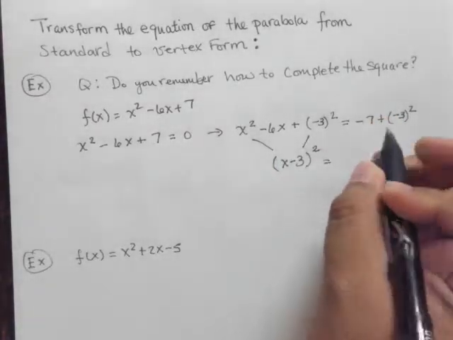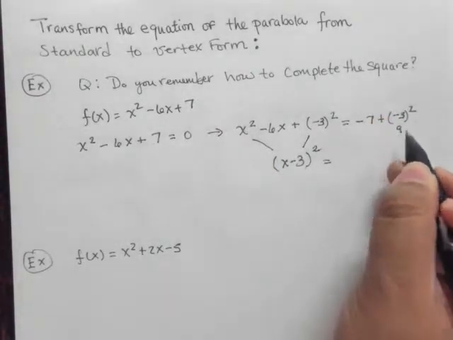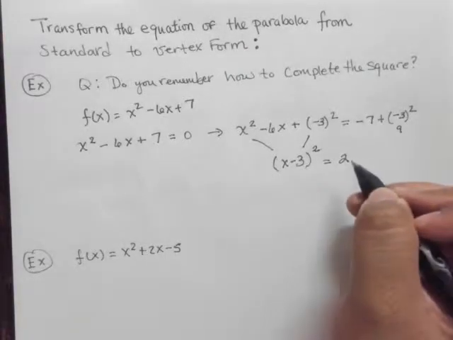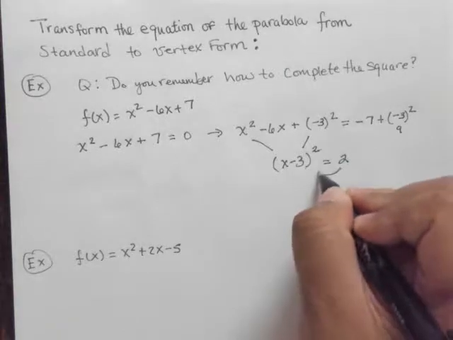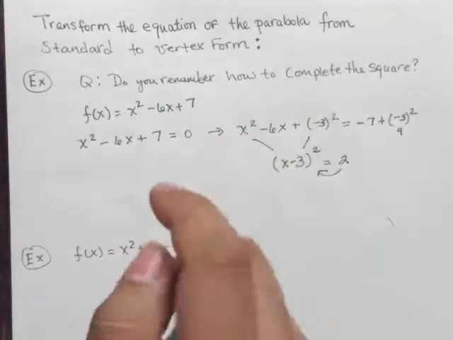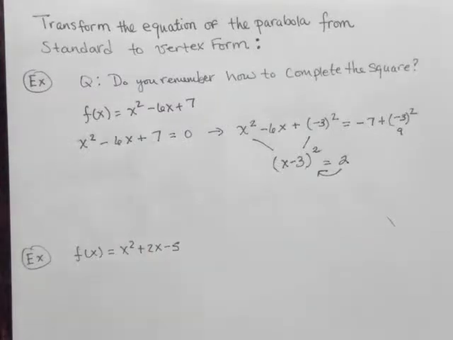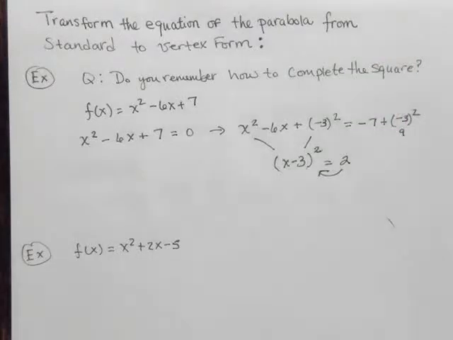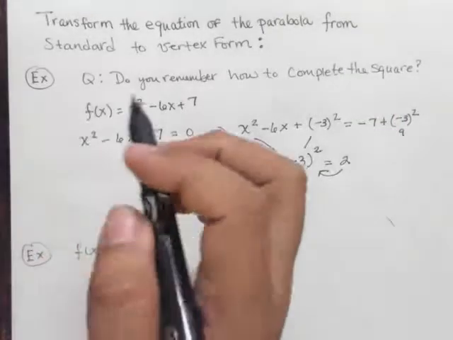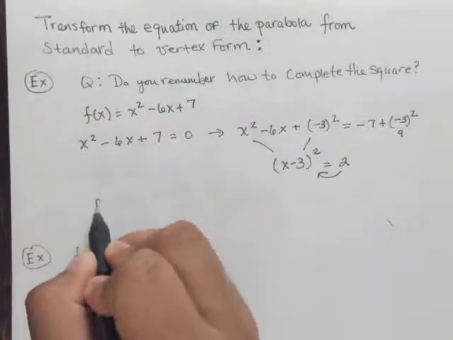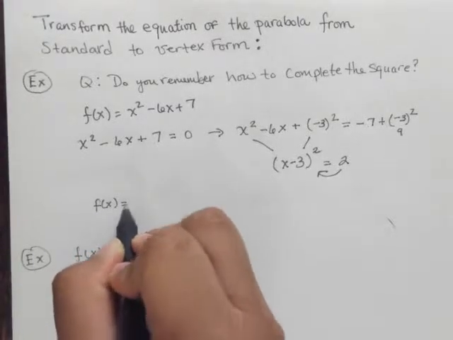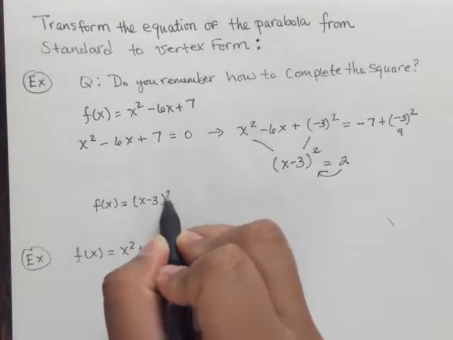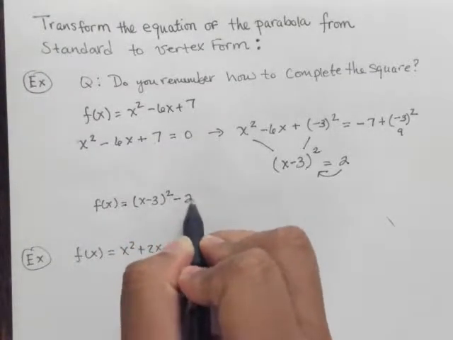Now on this side, we know this is 9, so negative 7 plus 9 is 2. And now we're ready to move this back to the other side. Remember, we kind of created this equal sign out of nowhere. Now we're going to compensate by moving the 2 back to the other side and make that equal sign disappear. So I'm going to rewrite my function: f of x equals x minus 3 quantity squared minus 2.